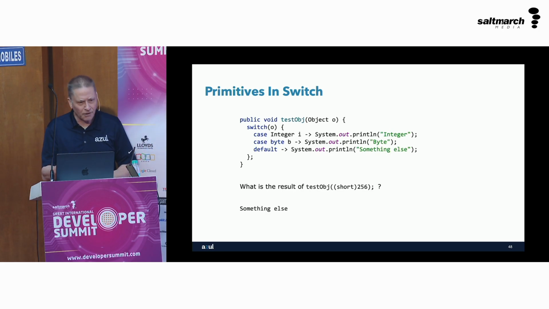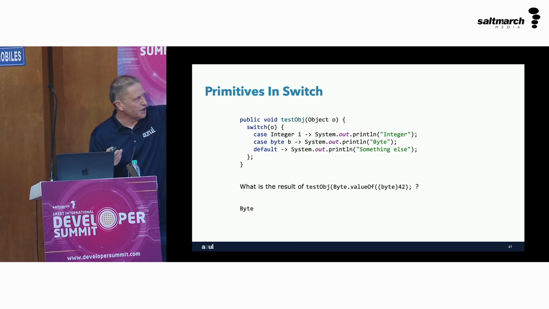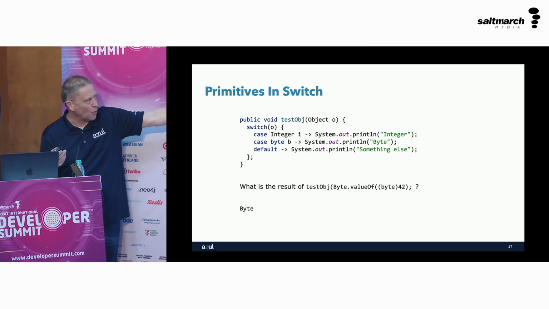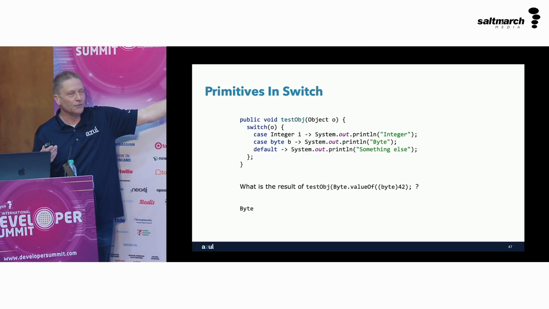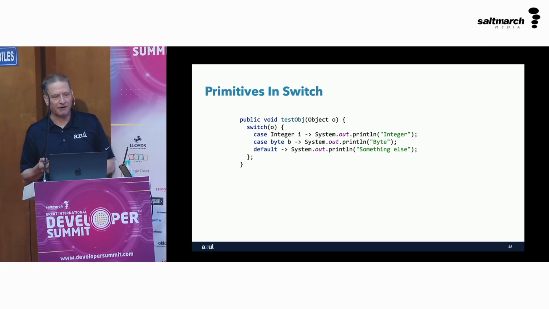Actually, yeah. I should have said this before because I didn't explain it well enough. We're passing in a byte object, but it's unboxing that happens in this case. So it says, okay, you passed in the object, and it will unbox that byte to give you the byte value, and then it will match. Sorry, I didn't make that clear enough in that one.